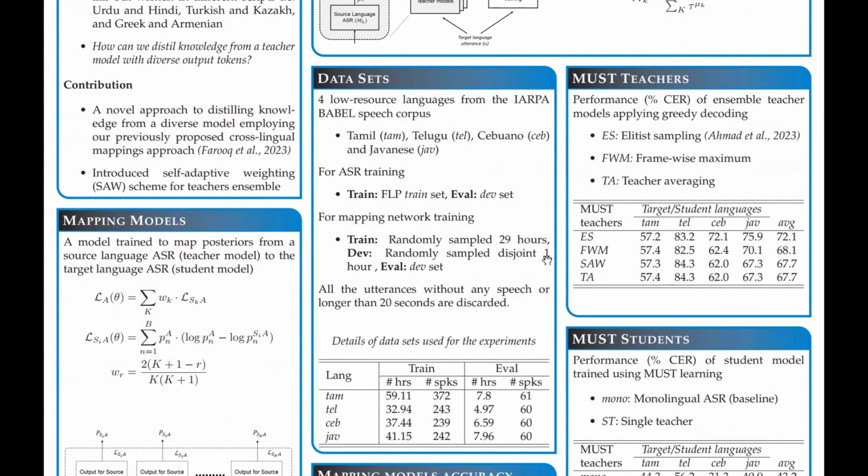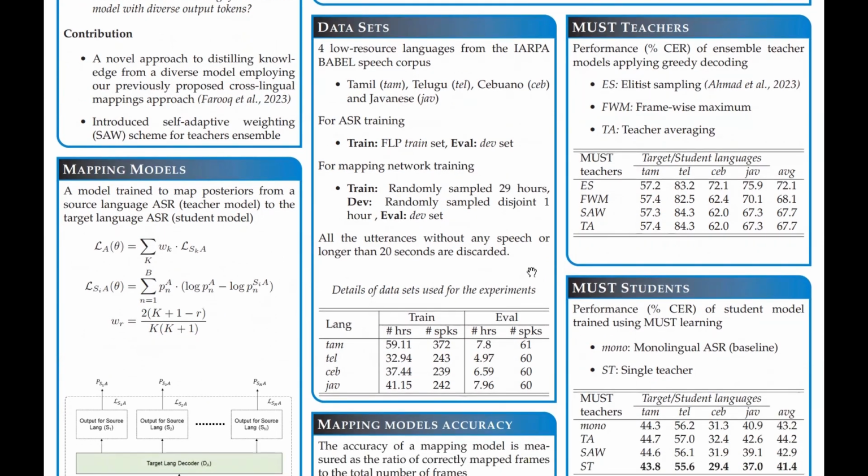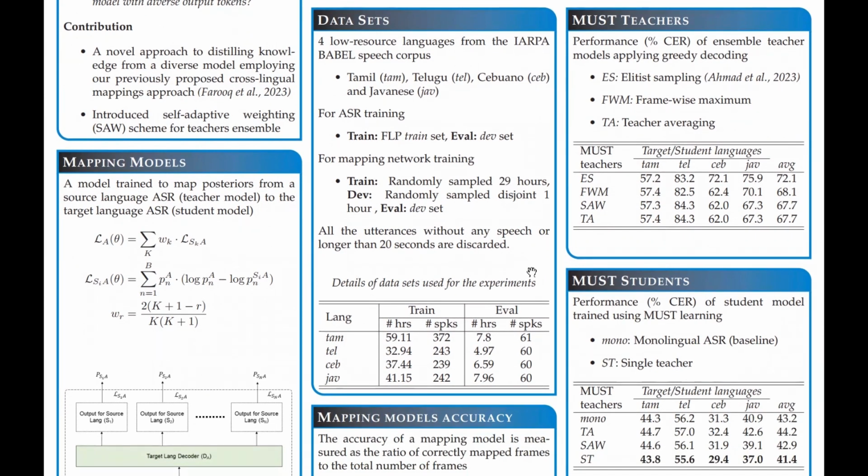And for the mapping model training, again, for training, we have randomly sampled 29 hours. And for the dev set, we randomly sampled a disjoint 1 hour set, and the val set is the same as the ASR one. But one more important thing to note here is that all utterances without any speech or longer than 20 seconds of speech are discarded because of some computational limitations.